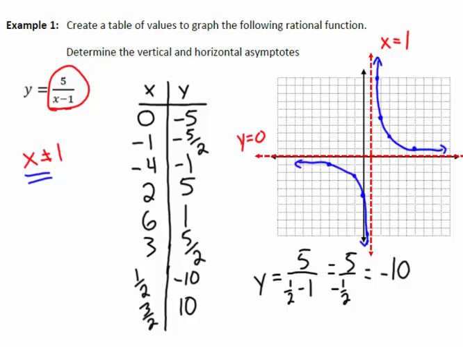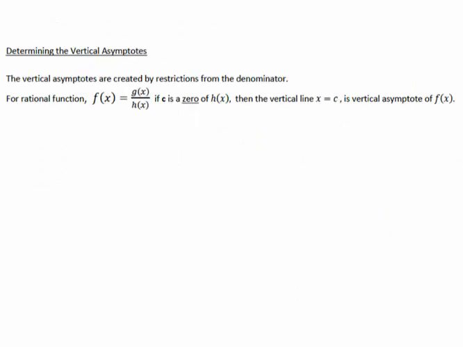So we want to use this now and try and figure out how can we get to this graph without doing a table of values. And the first thing we want to do is actually determine the asymptotes. And the vertical asymptotes, much like the example we just did, come from the restrictions in the denominator. So here's our formal definition. F of x equals g of x over h of x.